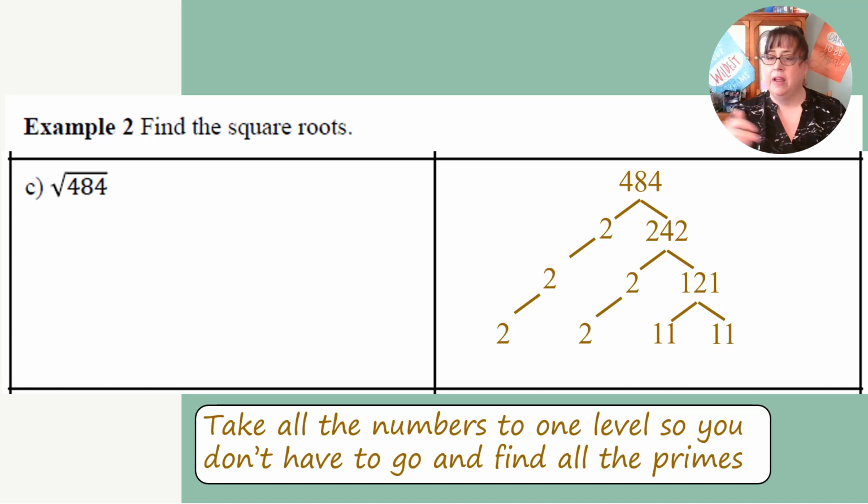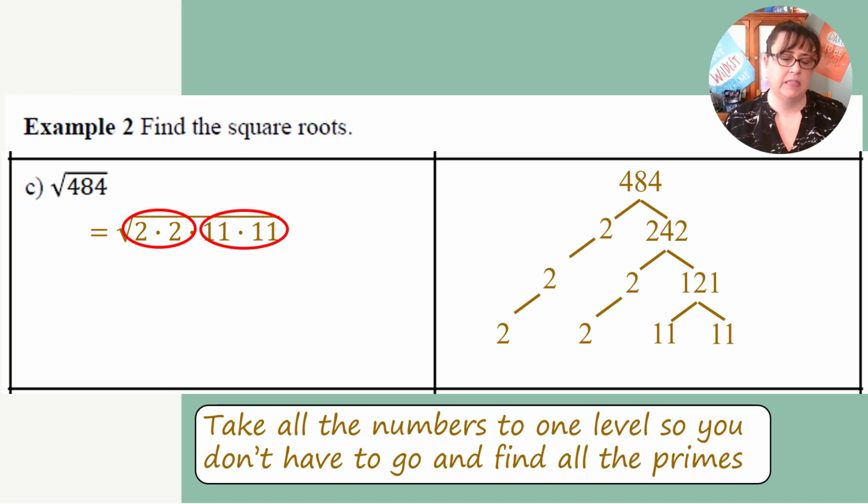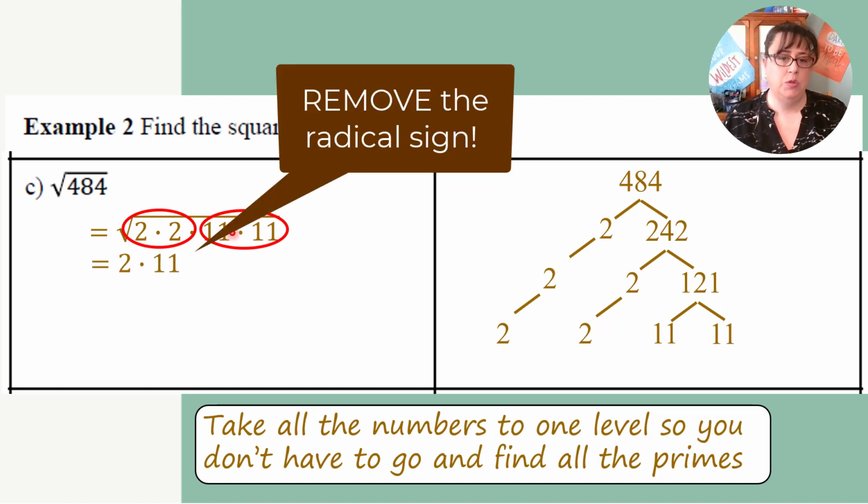And again, I'm bringing everything down to the same level so I don't have to go back up to find all my primes. And so now I can rewrite 484 as 2 times 2 times 11 times 11. And if I go back to my idea of looking for twins, I have one set of twins that is 2 times 2, and another set of twins that is 11 times 11. And now I'm going to go through the passage, and one twin disappears, never to be heard of again. And so I end up with 2 and 11.